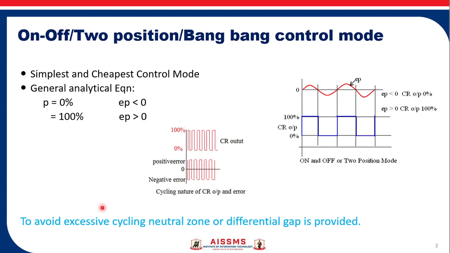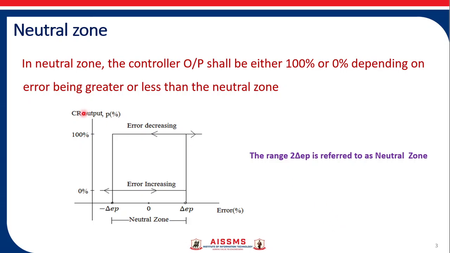So to avoid such a cycling behavior, neutral zone or differential gap is provided in the two position control mode. Now what is this neutral zone? This is the diagram of your neutral zone. In neutral zone, the control output shall be either 100% or 0% depending on error being greater or less than neutral zone. Now see, here your error is 0.